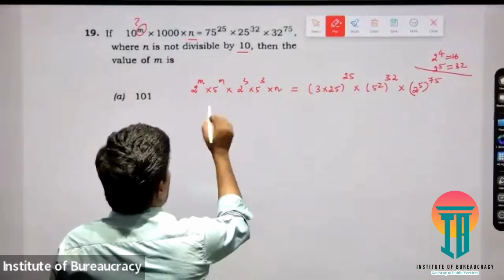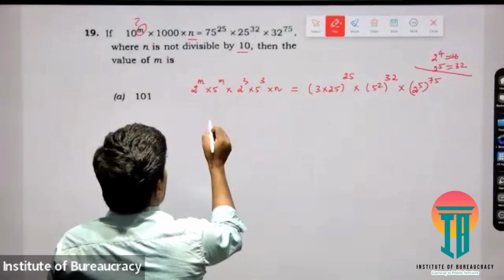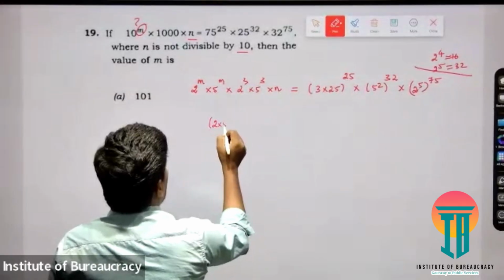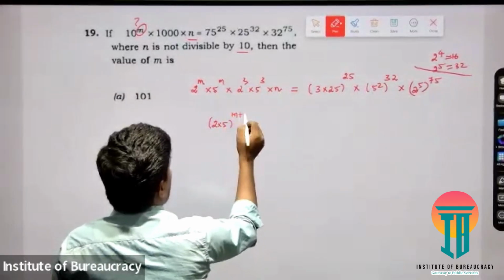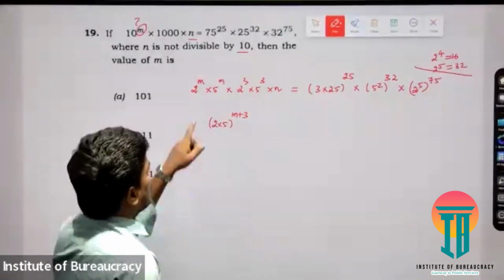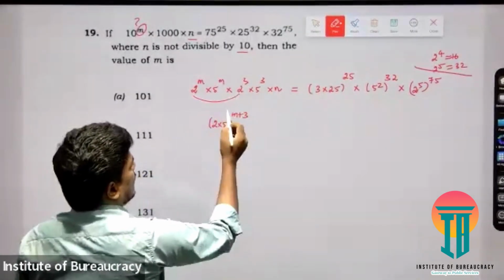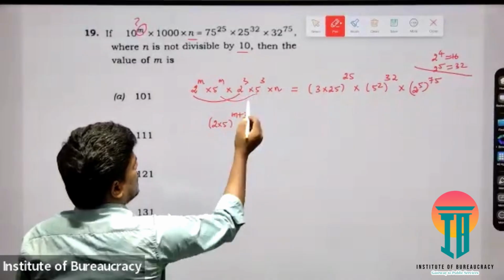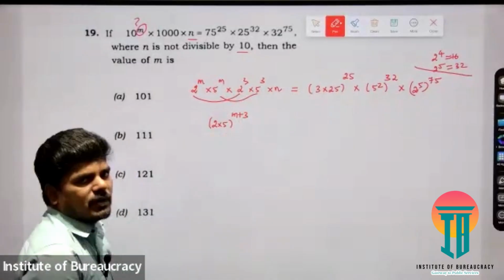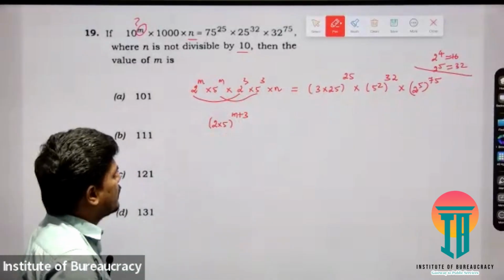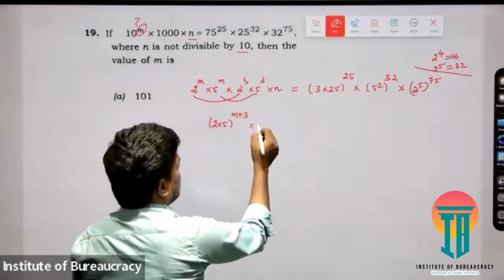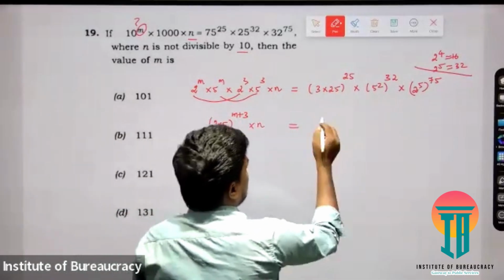Now if you combine here, what is it that we have? That is 2 into 5 power m plus 3, correct? 2 power m plus 3, 5 power m plus 3. If we combine, 2 into 5 power m plus 3, that's what we have, into n.